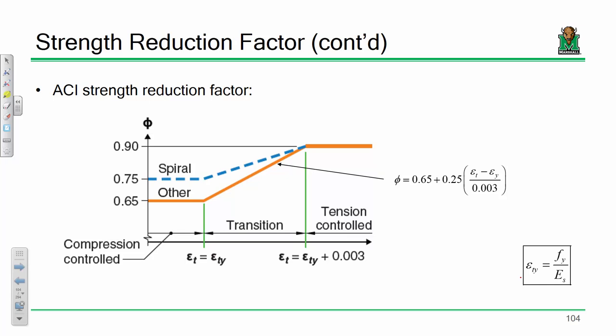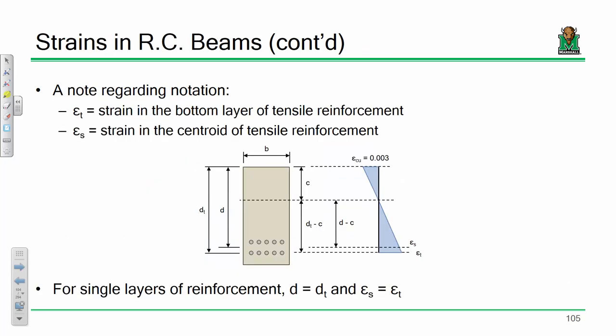Any questions? All right, so like I said, you've got two problems on your homework assignment. One's tension controlled, one isn't. So the one that isn't, you can't just say phi equals 0.9, you have to chuck it out.